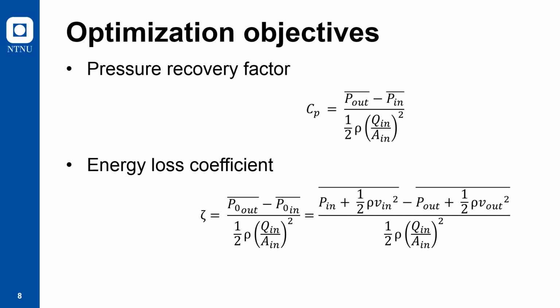The last objective is the total volume of the draft tube. From an economic perspective, it will be desirable to have a small volume, as this will give low material and civil costs. To sum up, the three objectives I'm going to use are the pressure recovery factor, which should be as high as possible, the energy loss coefficient, which should be as low as possible, and the total volume of the draft tube, which also should be as low as possible.